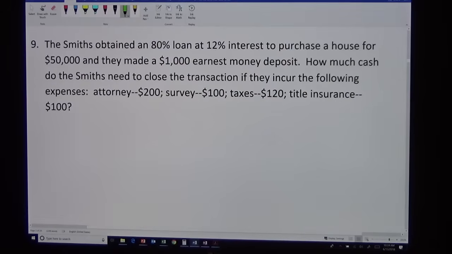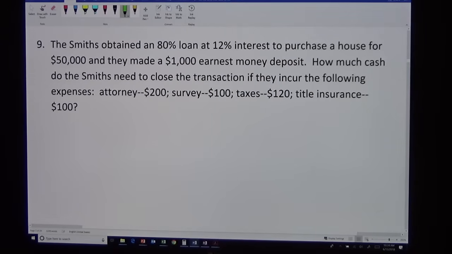Number 9, the Smiths obtained an 80% loan at 12% interest to purchase a house for $50,000, and they made a $1,000 earnest money deposit. How much cash do the Smiths need to close the transaction? So again, there's our question. How much cash do the Smiths need to close the transaction? This is another closing statement question. So we're going to do the exact same thing.